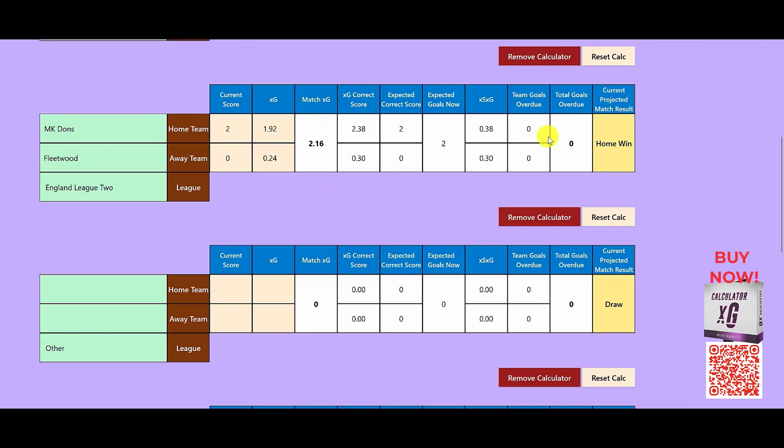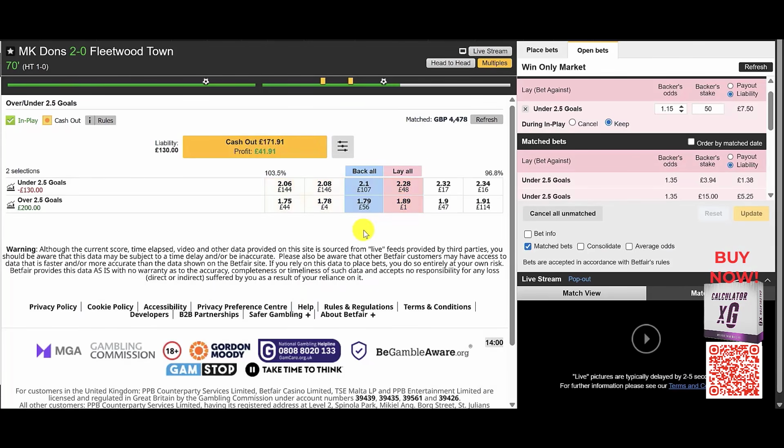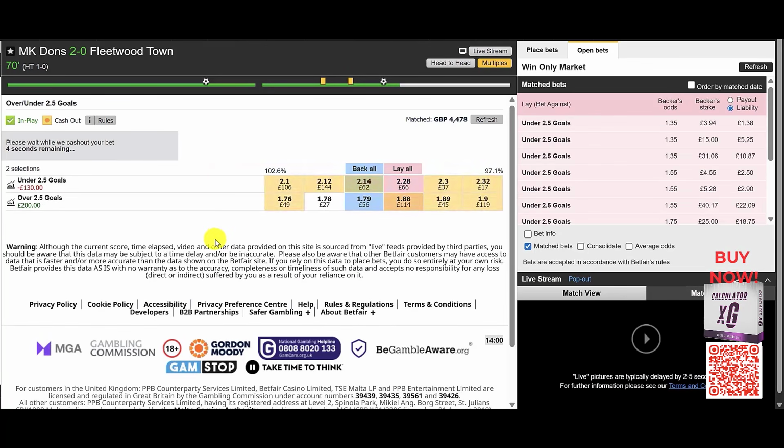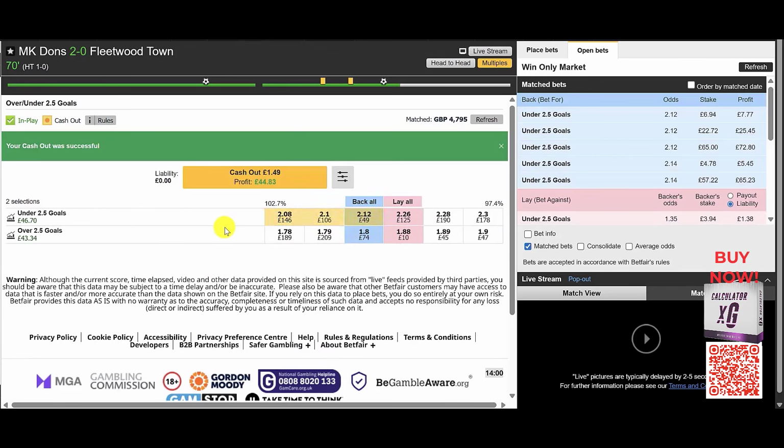Okay, don't mind that. So anyway, now total goals overdue is 0. It's on the projected match result of the MK Dons win. So we should probably just cash out and take the profits, at least for now anyway. As the match develops further, possibly there's going to be more opportunities in this one, but we're right where we should be. The match result is expected, the amount of goals is expected.